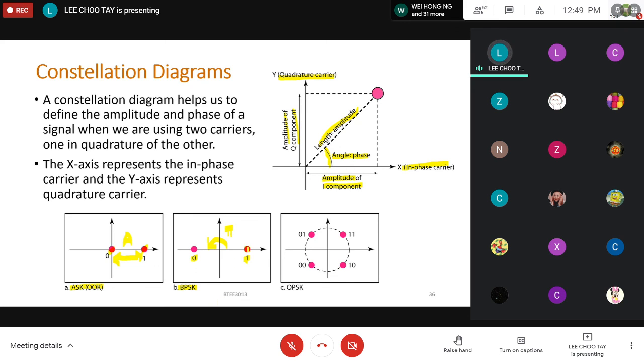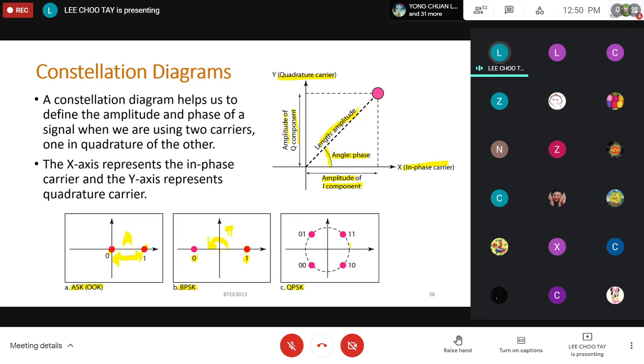The dot here, the distance from the origin, will tell you the amplitude. So same thing: binary 0 and binary 1 are sent with a carrier of the same amplitude, but the phase angle is different. Binary 1 is sent with a 0 phase angle, and binary 0 is sent with the carrier with a 180 degree phase angle, or pi.